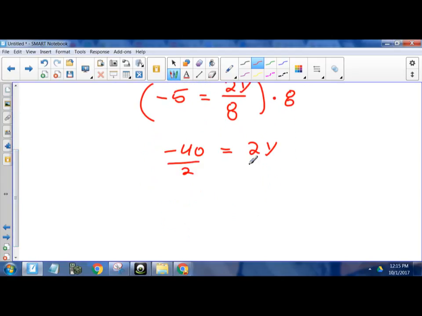To solve the problem, all you need to do is divide by 2, and you get that y is equal to negative 20, which would be the answer to that problem. All right?